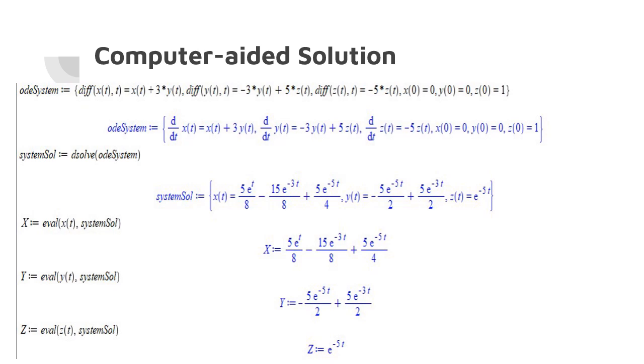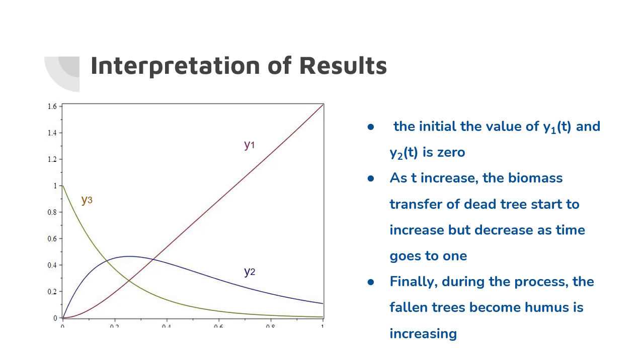For the computer-aided solution, we use Maple software, and this is our coding. We let y1 equal to x, y2 equal to y, y3 equal to z. Then we get our computer-aided solution the same as our manual solution. From this graph, we can see that the initial values of y1 and y2 are 0 because time is 0, because there is no transfer of biomass at the beginning. As time increases, the biomass transfer starts to increase and then decreases as time goes to 1. Therefore, we can say that the amount of biomass transfer of the dead tree decaying into humus is the highest in this cycle of biological event.